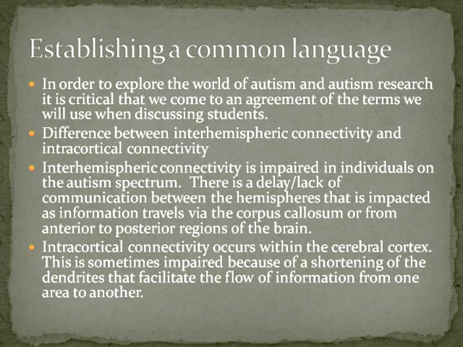Intracortical connectivity occurs within the cerebral cortex. This is sometimes impaired because of a shortening of the dendrites that facilitate the flow of information from one area to another. So what is a dendrite? Does everybody know what a dendrite is? I'm getting some nods. Everybody does. Great, I don't have to draw my picture. Oh, I see some. Okay, well then I will draw my picture.